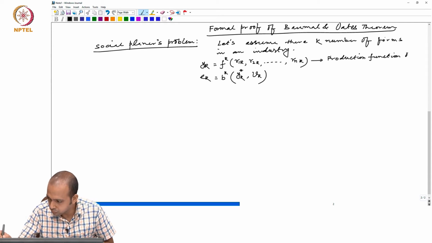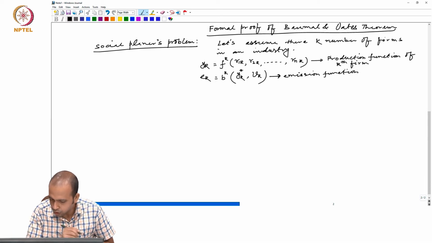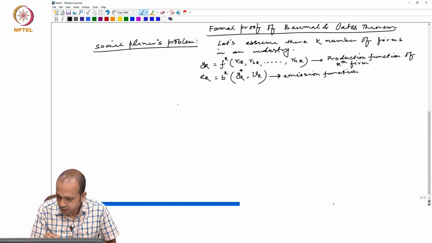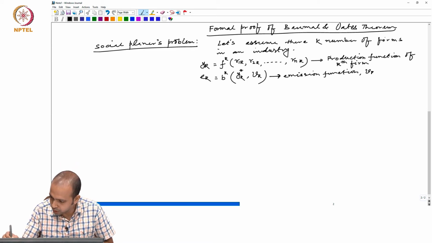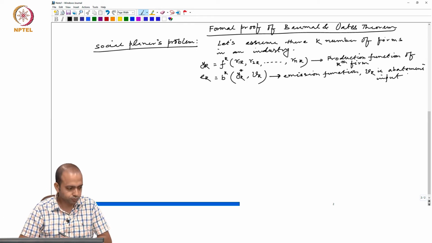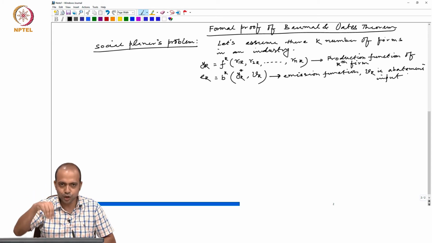So, this is the production function of the kth firm, and this is the emission function. And this Vk is the abatement input. Let us say the kth firm has installed some kind of end of pipe treatment technology, and Vk is the abatement input.